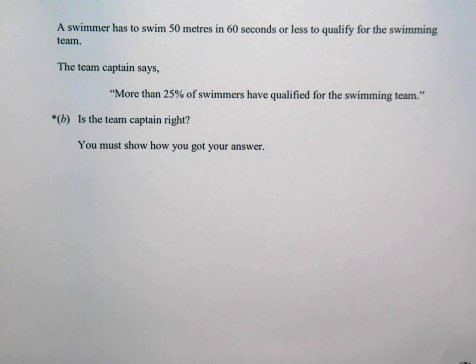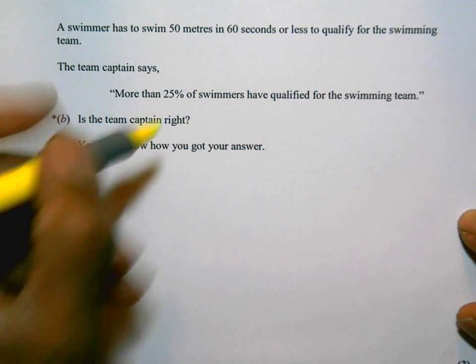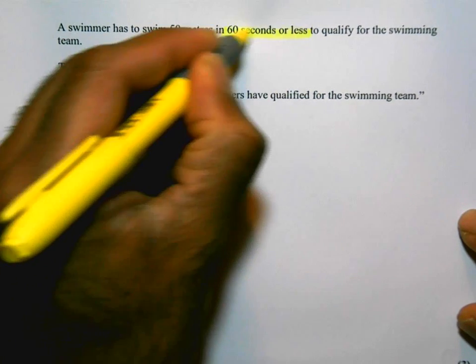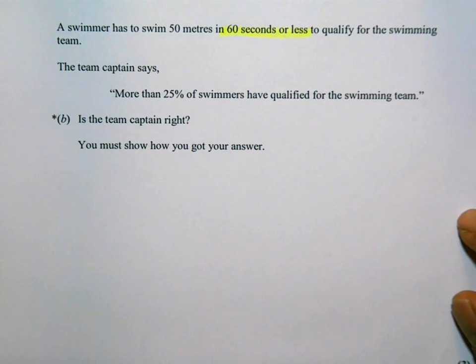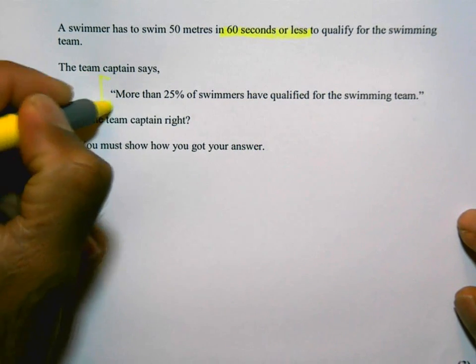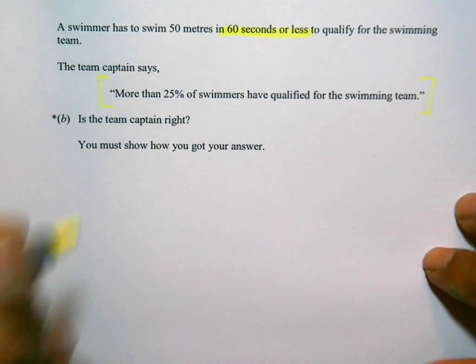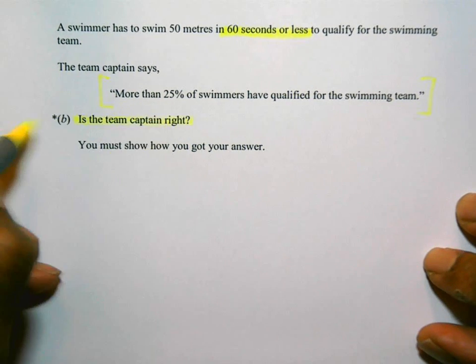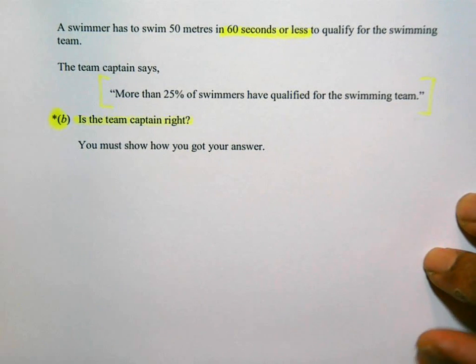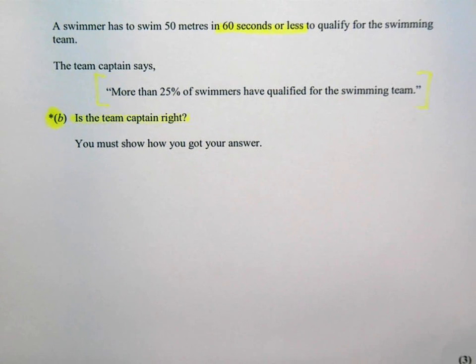Okay, this is part B. And in part B, as we read the question, it says a swimmer has to swim 50 meters, which is the distance that they all swam, all 80 of them, in 60 seconds or less to qualify for the swim team. The team captain says more than 25% of swimmers have qualified for the swim team. Is the captain right? At this point, I've just noticed the star next to this question, so I need to write a sentence.